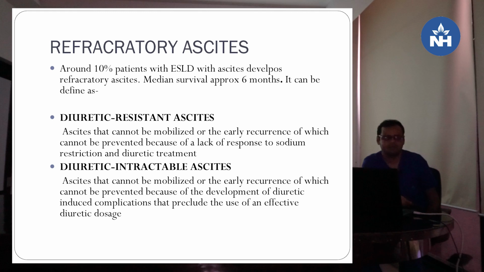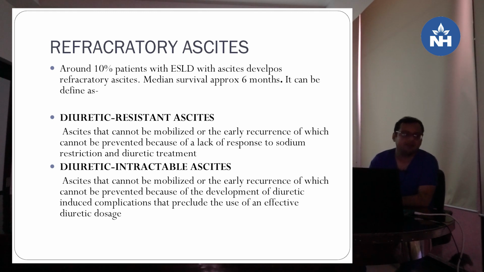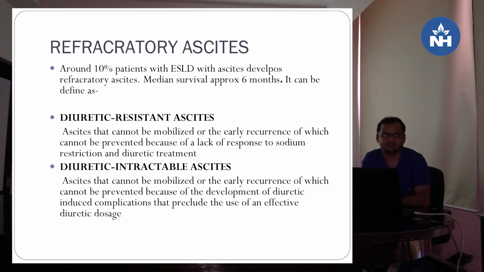And diuretic intractable ascites means we can't give the diuretic because of its side effects, so you have to stop or withhold the diuretic. So this is the definition of refractory ascites. The thing is that prior to declaring the patient as refractory ascites, we have to give at least 1 week of high dose, I mean 400 mg of spironolactone and 160 mg of furosemide, as advised.